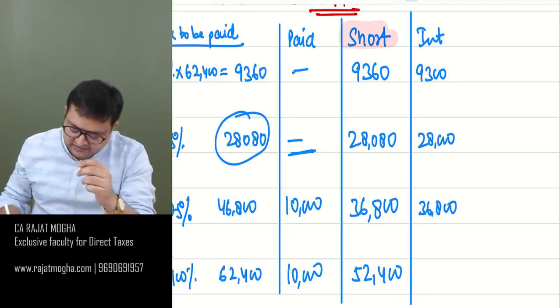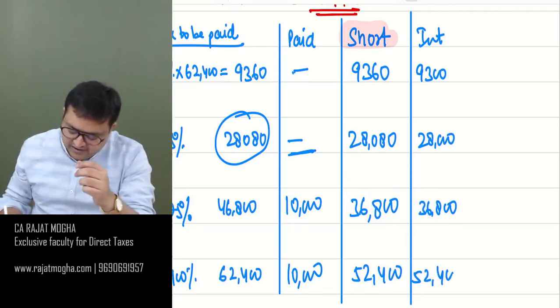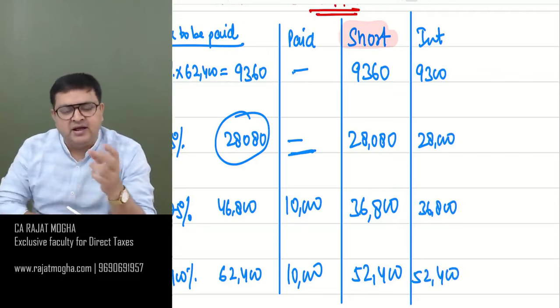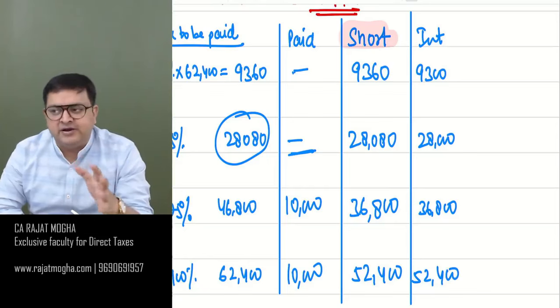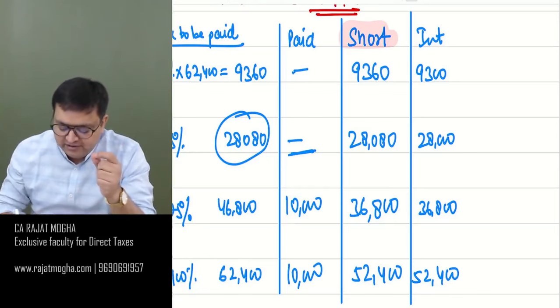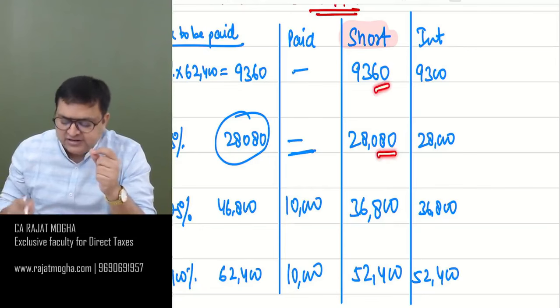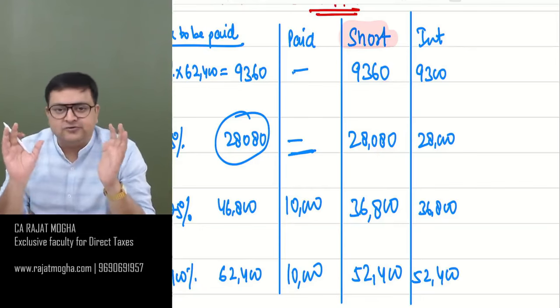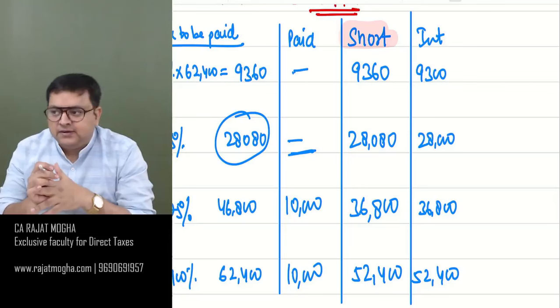36,800 I will write like this. 52,400 I will write like this only, because it is multiple of 100. The last two were in multiple of 100 already. The first two were not multiple of 100. So any fraction of 100 shall be ignored. Have you understood this also? 234C.